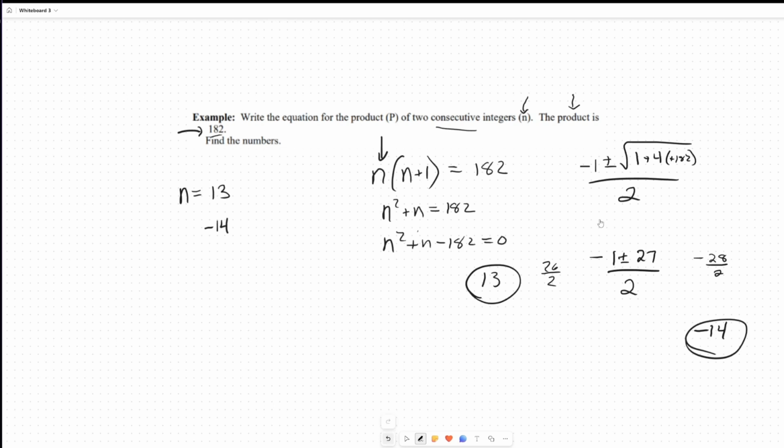But our consecutive integers, which is what the problem asked for, it asked what are the consecutive integers that multiply together. Well, the next number after 13 is 14. So those multiply together to get a positive 182. And if I add a positive 1 to a negative 14, I get a negative 13, which a negative times a negative is also a positive 182. So really, both of those answers work. You can have all 4 of those as your answers. Make sure to include all those to make sure you get all the points on a test.